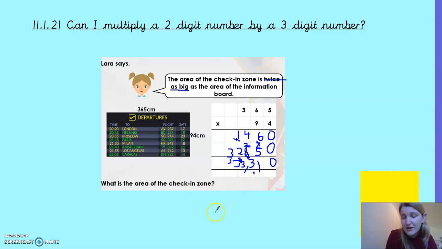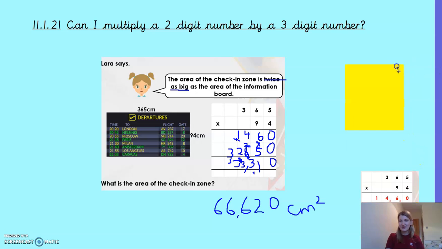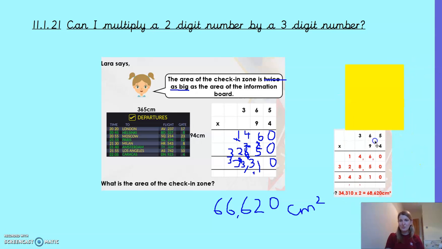So we've got 33,310. Now, if you can do that mentally, I think that's great. If you need to write it out, that's fine. I know that 33,310 times 2 will be 66,620. So the area will be 66,620 centimeters squared. Don't forget your measurement at the end there, guys. Really, really important. Let's just check that I've got the right answer. Oh no, Mrs. Elmore made a marvellous mistake. That's probably because of my messy workings out. Hopefully you guys did much better than me.